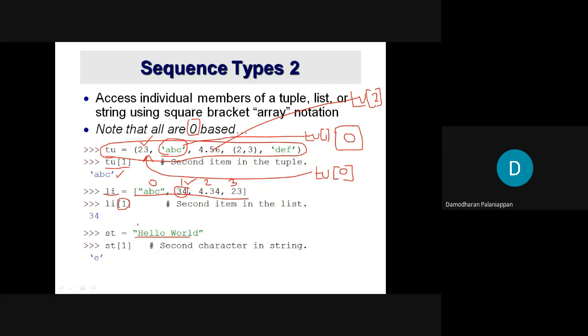The heads is represented by 0, 1, 2, 3, 4. Space is also considered a character, so 4, 5, 6, 7, 8, 9, 10. If I try to access the value st of 5, it will print a space, which is not visible. Okay, so in this way the tuples, strings, and lists can be accessed.